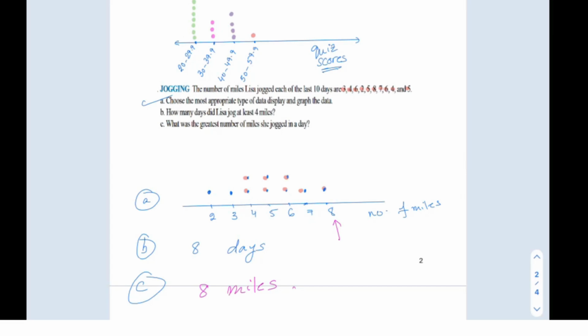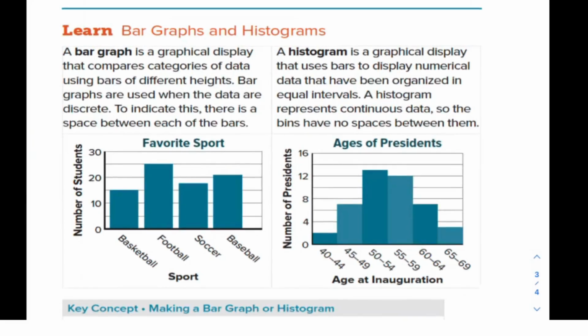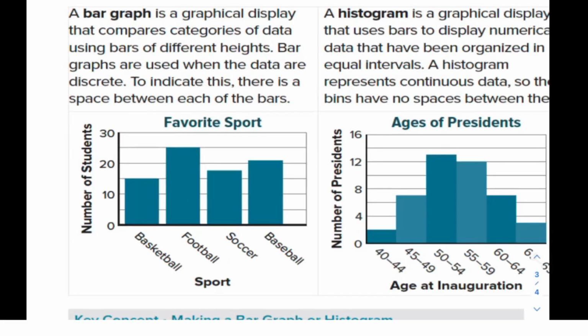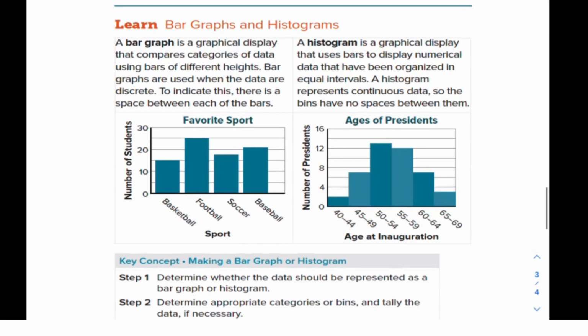Was it all? No, we have another way to present data. We have bar graphs and histograms. A bar graph is a graphical display that compares categories of data using bars, as you see here. These are bars, of different heights. Bar graphs are used when the data are discrete. Discrete means they are not continuous.